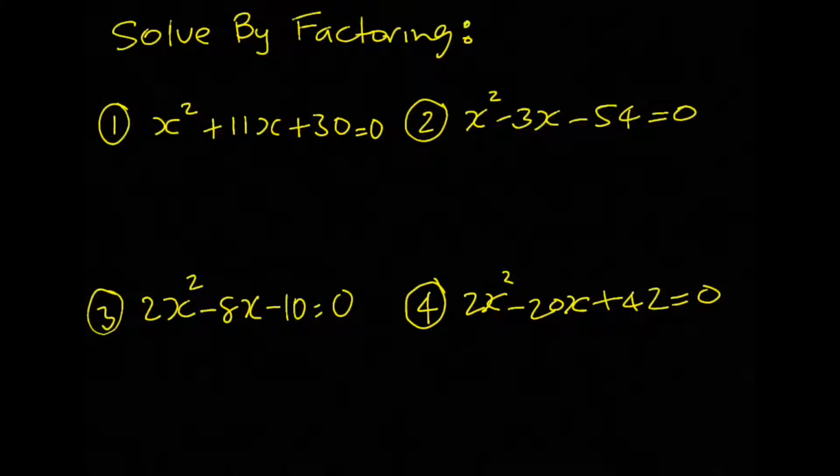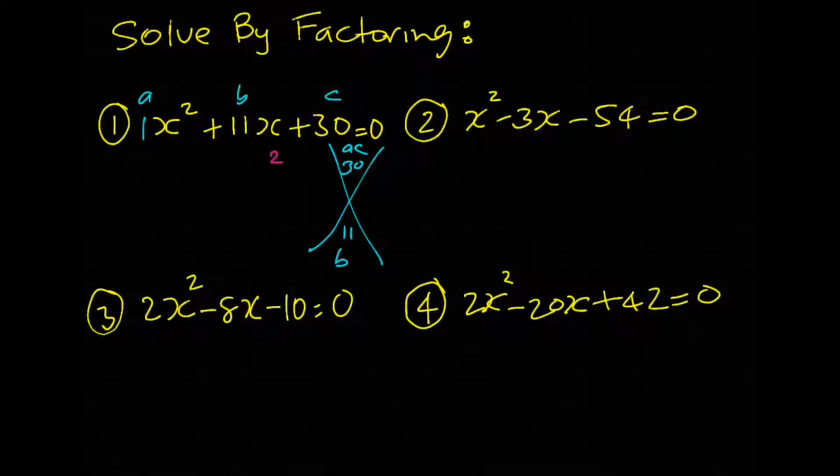We're going to solve these quadratics by factoring. Starting with number 1, we can't simplify it any further. So if we call this A, and that's a 1, B, C, and A times C is 30 and B is positive 11, we've got to find two numbers that multiply to give positive 30 and add to give positive 11.